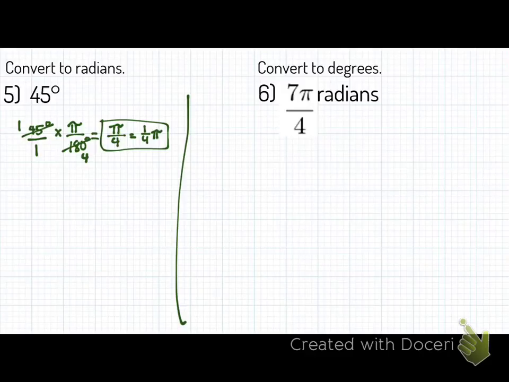Okay, next one, 7 pi over 4. The answer is? 7 over 4 is close to what number? 1, 2. The answer, 270? Any other answers? 315, 310. Okay, here's your answer. 315 is the correct answer.